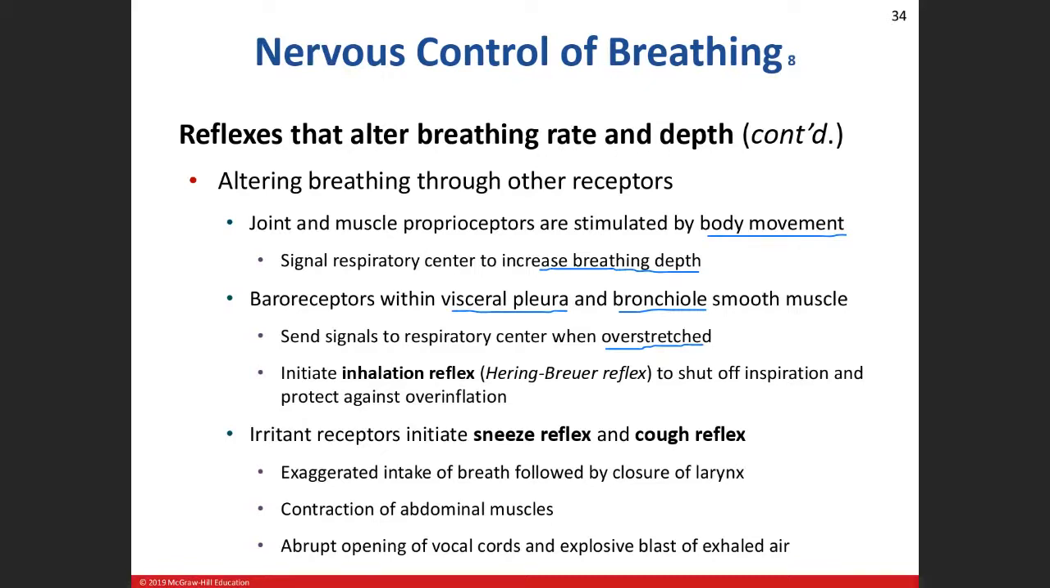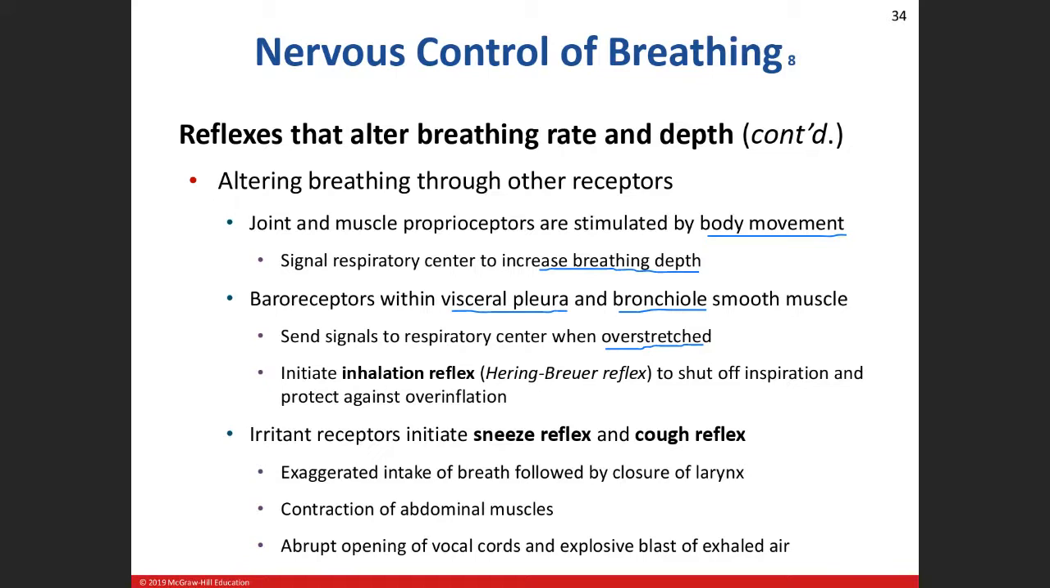As you're inhaling, the alveoli keep increasing in volume, and they could potentially become damaged. This reflex shuts off your inspiration at a certain point, and then everything returns to its normal configuration or size.